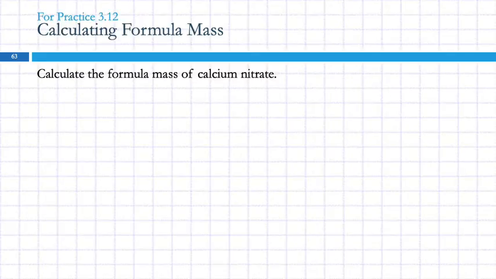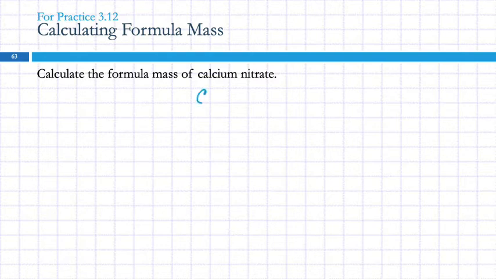So calculate the formula mass of calcium nitrate. So we're also going to practice our nomenclature here. What kind of a compound is calcium nitrate? It's ionic, because calcium is a metal, because it's on the left side of the periodic table. So we need the formula so we can calculate the formula mass.